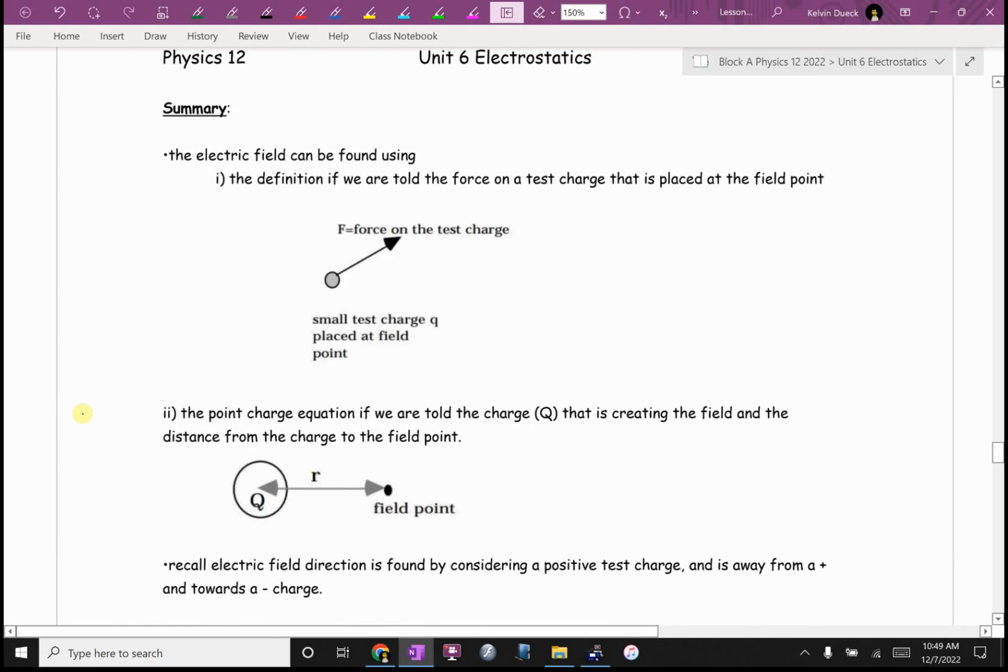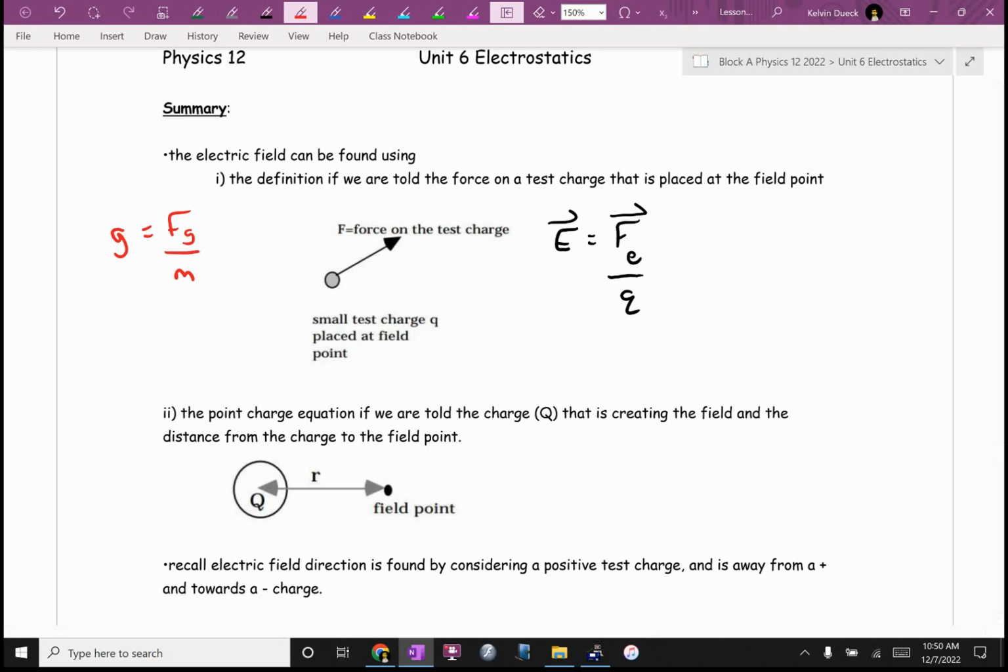The electric field can be found using, first of all, the definition if we're told the force on a test charge. In other words, I can find the electric field if you tell me how much electric force at a charge at a location is. That's the same, by the way, as little g equals Fg over m. If the obvious one is mg and you want to get the little g by itself, divide by the mass. Alex, this is why I've been saying Q, charge, behaves an awful lot like mass.